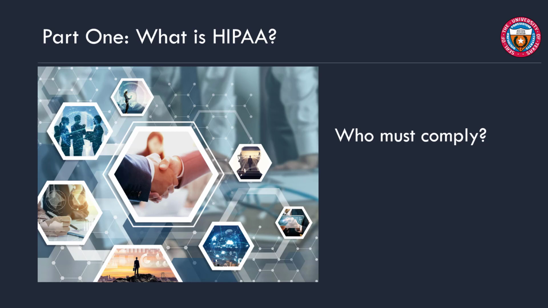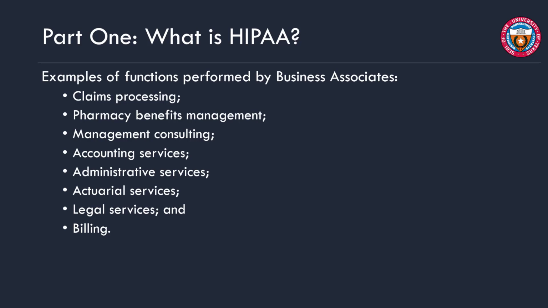Who else has to comply with HIPAA? Business associates are individuals or organizations other than a member of a covered entity's workforce that perform certain functions or activities on behalf of or provide certain services to a covered entity that involve the use or disclosure of individually identifiable health information. The second type of organization that must comply, as mentioned in the previous slide, are business associates.